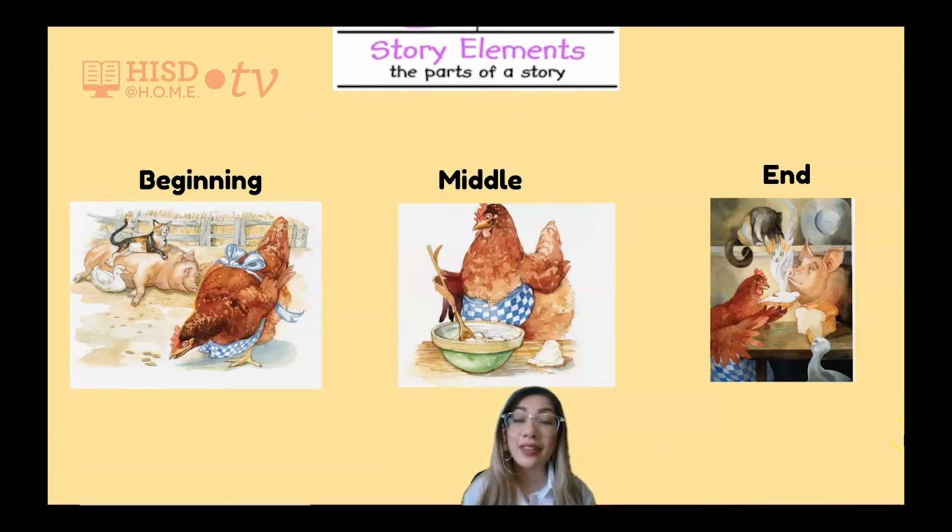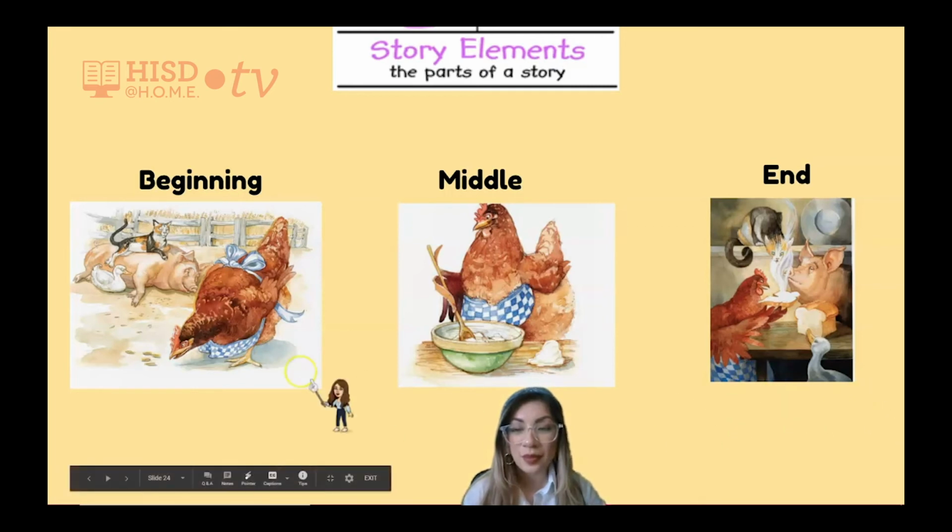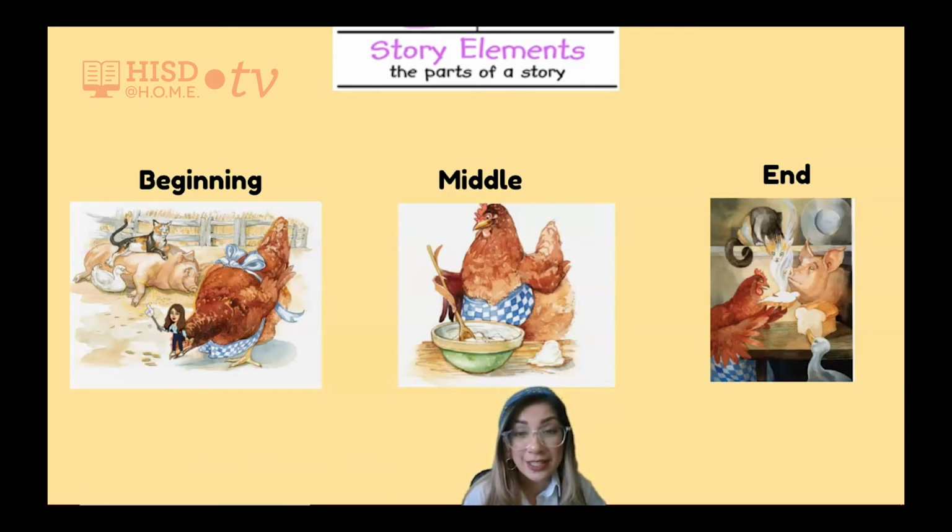Now let's look at the other parts of our story, the other story elements, which is the beginning, the middle, and the end. So what happened in the beginning? Well, the little red hen had asked for help, but her lazy friends did not want to help her. Now what happened in the middle?